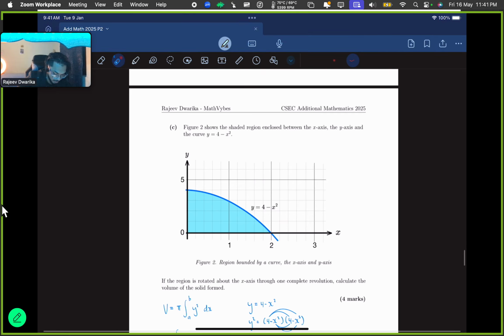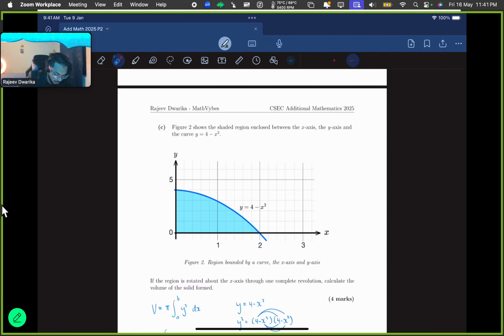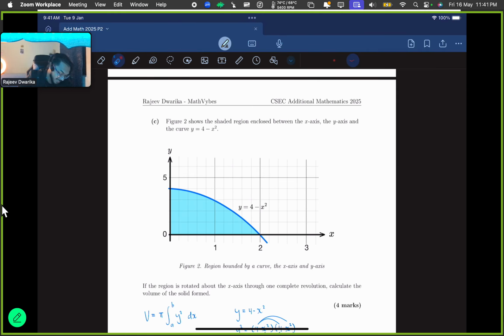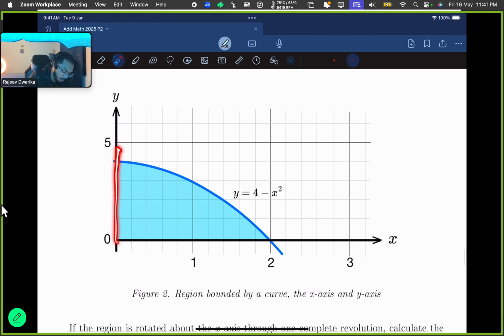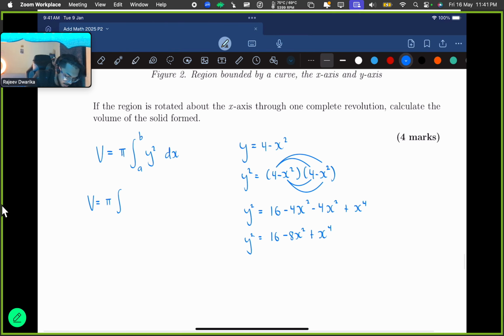Did I? I can't remember. Please tell me. Honestly, can't remember. Yeah, because this would... And this, it's coming out as 0. So that would define the region. x is equal to 0 and x is equal to 2.